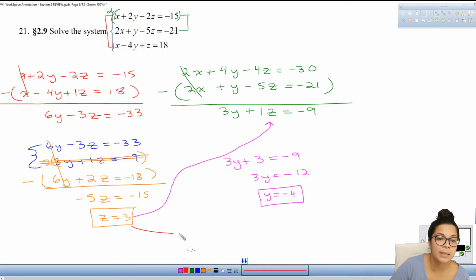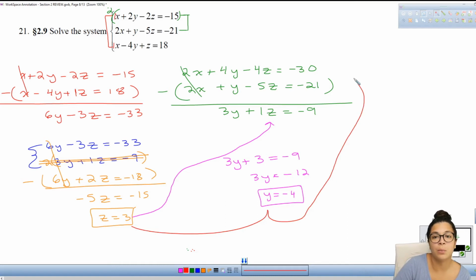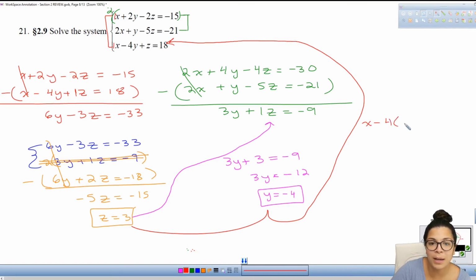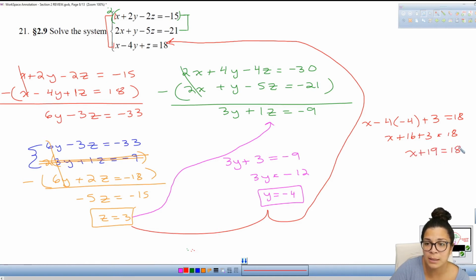So I'm going to take both z and y and plug it into one of the original equations. I'm going to pick this bottom one to find x. So x minus 4 times the y value, which we already found was -4, plus the z value, which we found was 3, equals 18. -4 times -4 is +16. 16 plus 3 is 19. X plus 19 equals 18. And then subtract 19 on both sides, we get x equals -1.